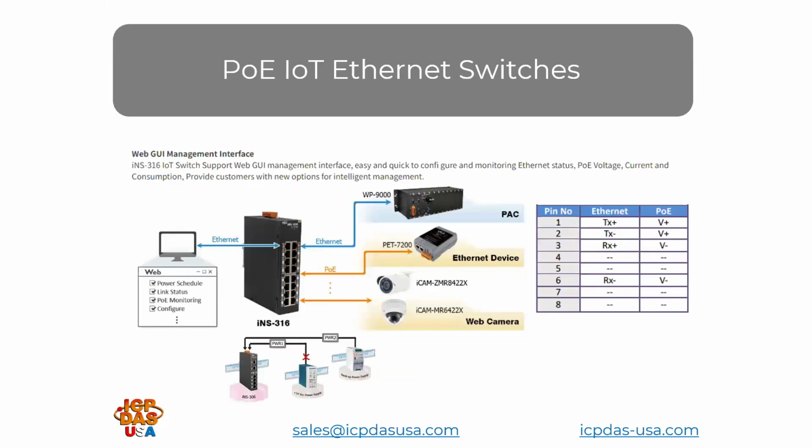Let's see, here's a diagram that shows a system with a WinPack 9000 controller. That's one of our controllers. It's connected to PET 7200 to turn things on, turn things off. It's got some IP cameras connected. Those are our iCam series.